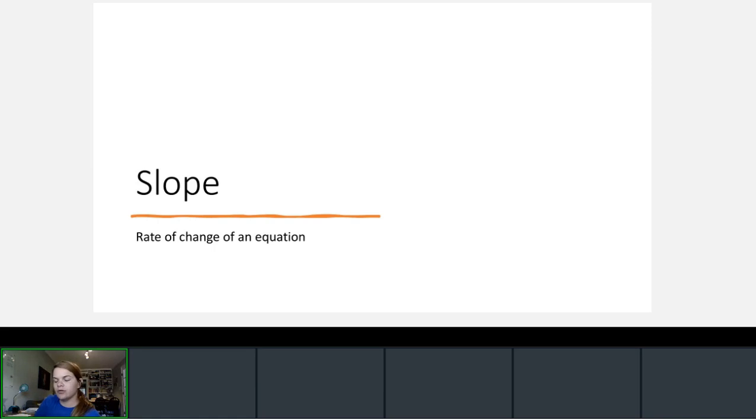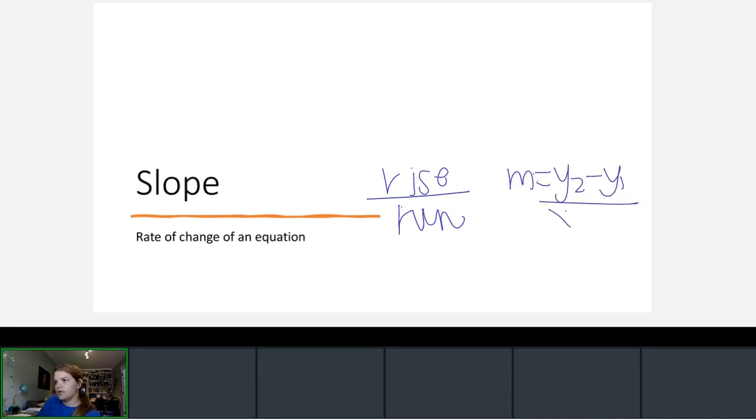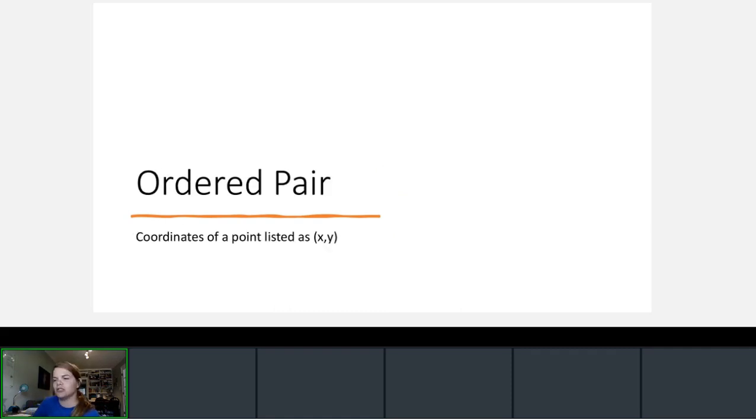All right, and then just a real quick review: slope is the rate of change of an equation. If you're counting it on a graph, it's rise over run. If you're using 2 points to calculate it, you're going to have y2 minus y1 divided by x2 minus x1. And lastly, just a reminder that when you list an ordered pair, it's x first, then y.